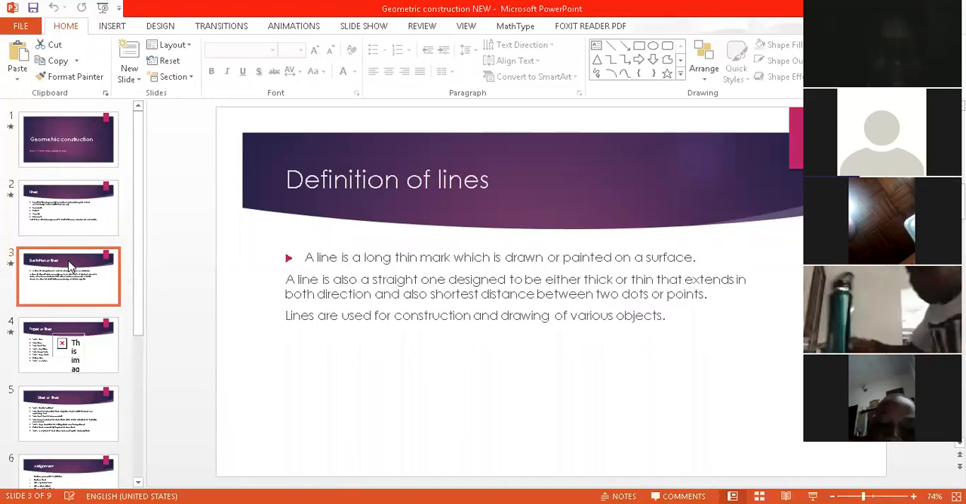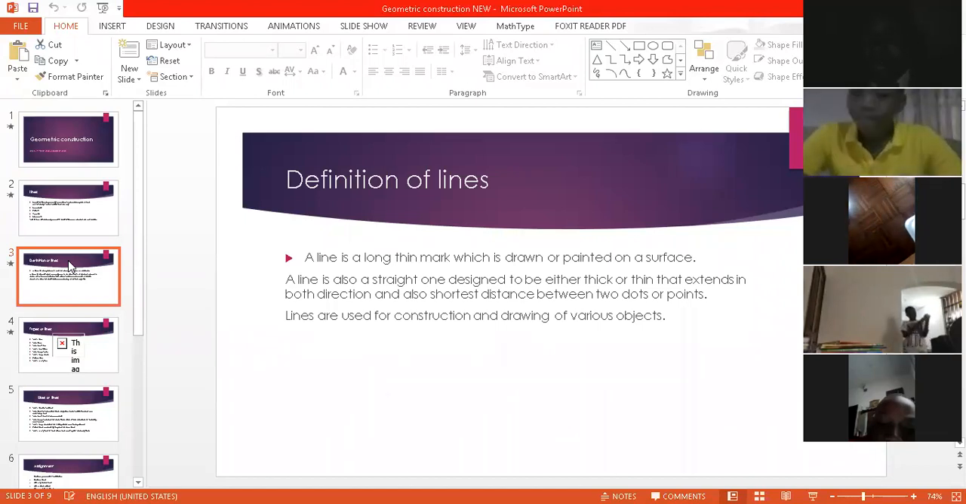Yes, let's go to the second one. So, like I said, a line is a long thin mark which is drawn or painted on a surface. A line is also a straight one designed to be either thick or thin that extends to both directions and also shortens the distance between 2 dots or points. So, which is what you have just done now. Now, lines are used for construction and drawing of various objects.